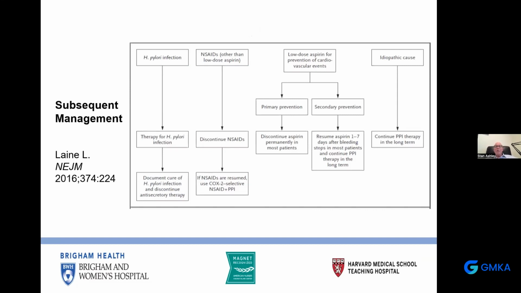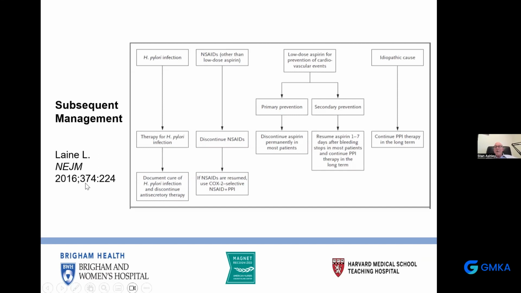So subsequent management after both endoscopy and surgery, H. pylori biopsies or breath tests. If it's positive, treat for H. pylori. If you document cure, then you can stop PPIs. Do everything you can to reduce the use of nonsteroidals. If they have to be on them, the COX-2 selective are certainly better with long-term PPI.